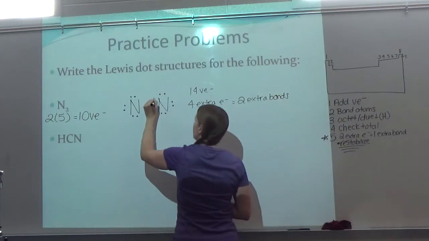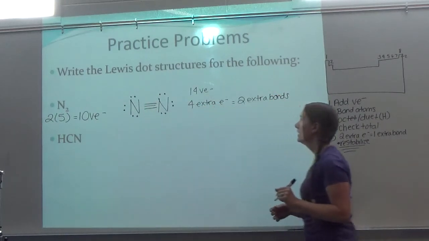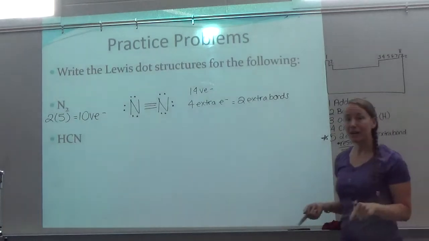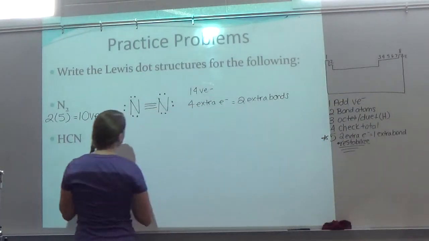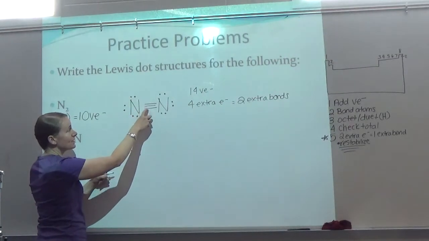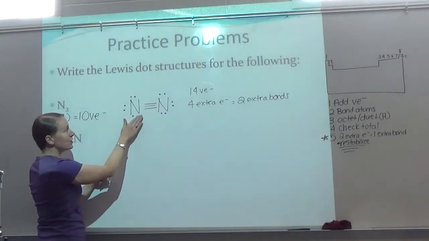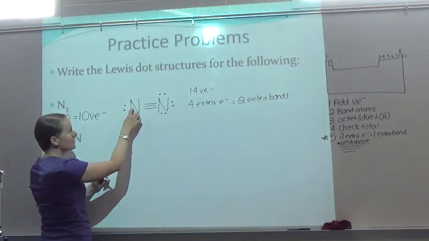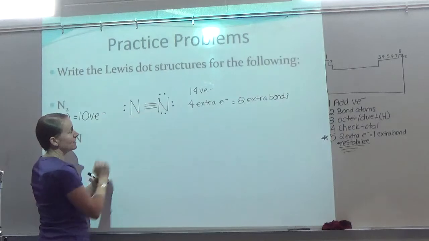So I'm going to turn this into a triple bond. Once I add my extra bonds, then I need to erase some dots to restabilize everybody. All right, so nitrogen follows the octet rule. Right now it has 2, 4, 6, 8, 10, 12, so I need to get rid of 4 electrons. Now this nitrogen has 2, 4, 6, 8.